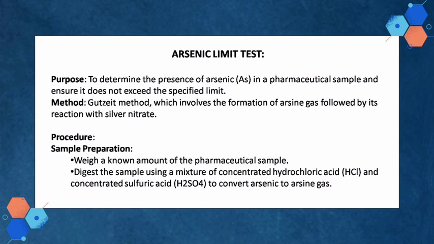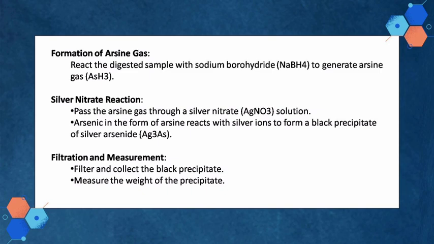Digest the sample using a mixture of concentrated hydrochloric acid, HCl, and concentrated sulfuric acid, H2SO4, to convert arsenic to arsine gas. Next is formation of arsine gas. React the digested sample with sodium borohydride, NaBH4, to generate arsine gas, AsH3. Then, silver nitrate reaction. Pass the arsine gas through a silver nitrate, AgNO3, solution. Arsenic in the form of arsine reacts with silver ions to form a black precipitate of silver arsenide, Ag3As.